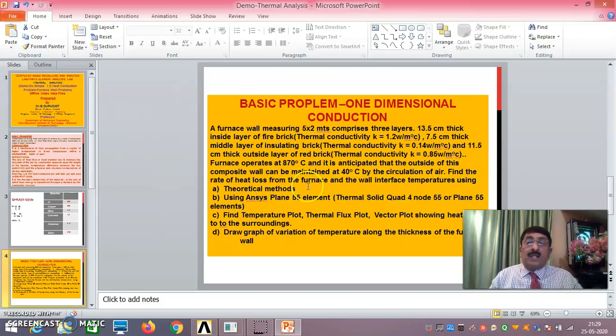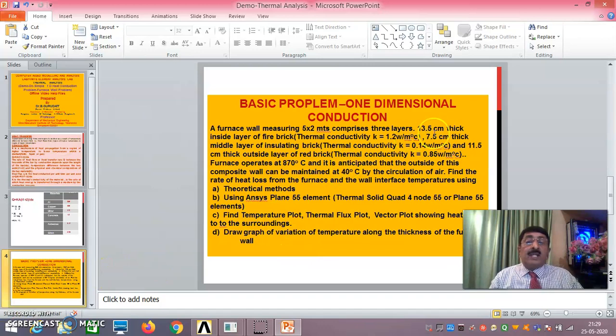Find the rate of heat loss from the furnace and the wall interface temperatures using the theoretical method and using ANSYS PLANE 55 element and all that. Find temperature plot, thermal flux plot, and vector plot showing heat loss to the surroundings. Draw a graph of variation of temperature along the thickness of the furnace wall. So many things you can do.